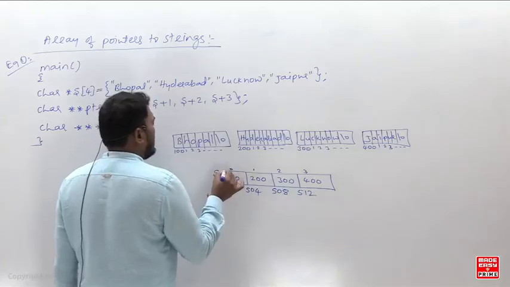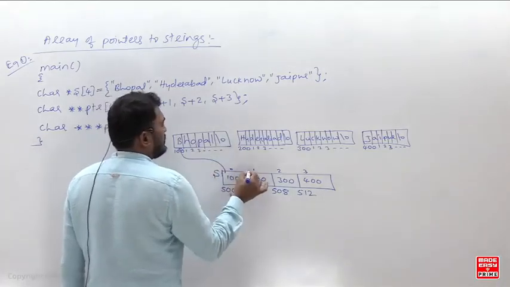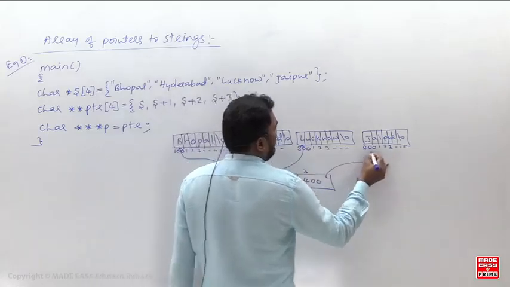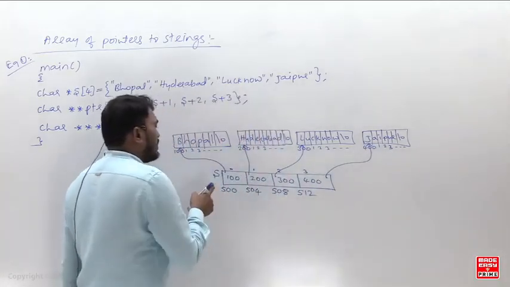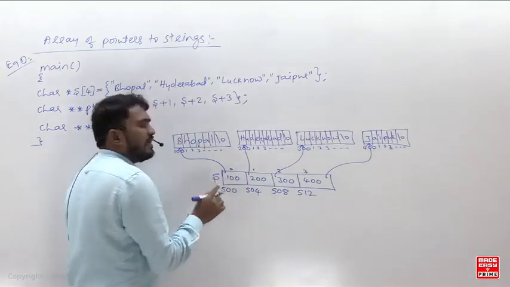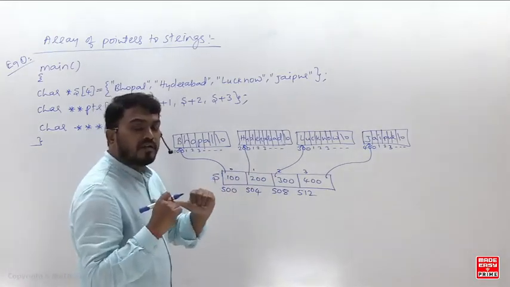Okay, so 100 is pointing to this character, 200 is pointing to this character, 300 is pointing to this character, and 400 is pointing to this character. So S was saying what? S was saying that it is an array of pointers of type character.